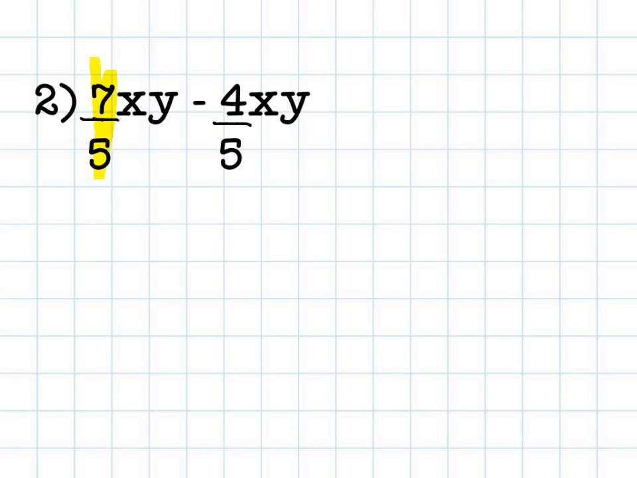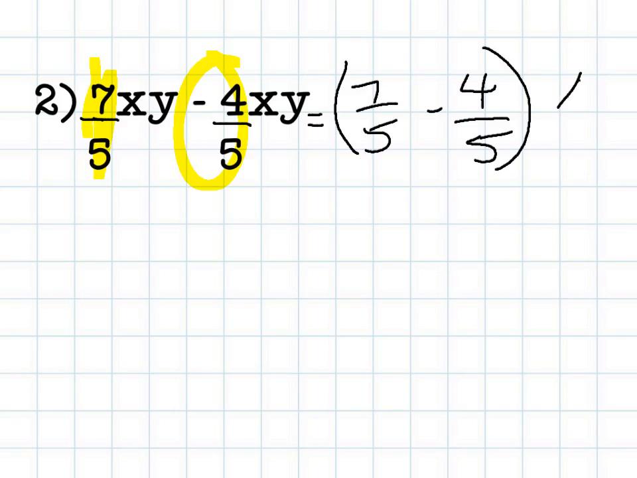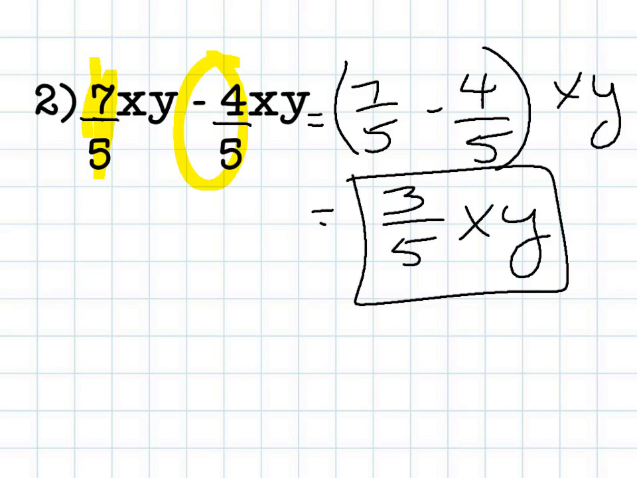Okay, we go to the front. We have 7/5 minus 4/5. So we're going to rewrite it as 7 over 5 minus 4 over 5 xy. Well, we have like denominators, so you just subtract. 7 minus 4 is 3 over 5. Bring down the xy, and your answer is complete.